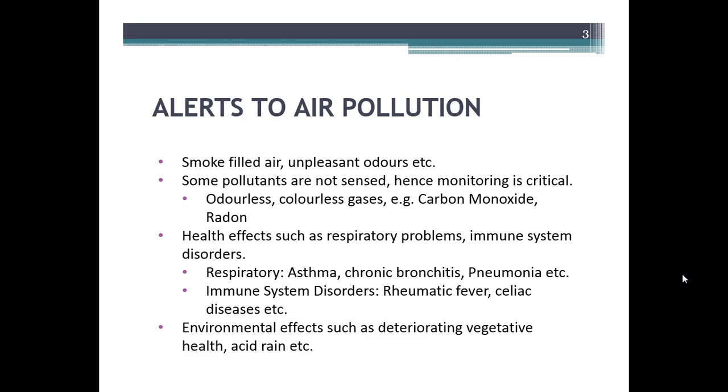So how can we know when we have air pollution taking place? Typically, the first things that we can use can be our five senses. Can we see? Can we smell? Can we touch? Can we hear? Feel, etc. Okay, so some of the alerts to air pollution would be, for example, you can smell smoke in the air. There may be unpleasant odors as a result of many different sources and contributions to air pollution. It's also important to note, though, that some pollutants, it's not easy to sense them at all.